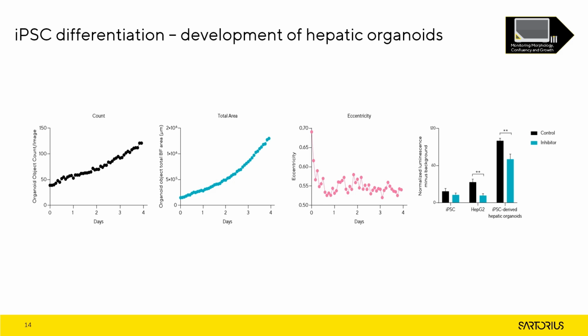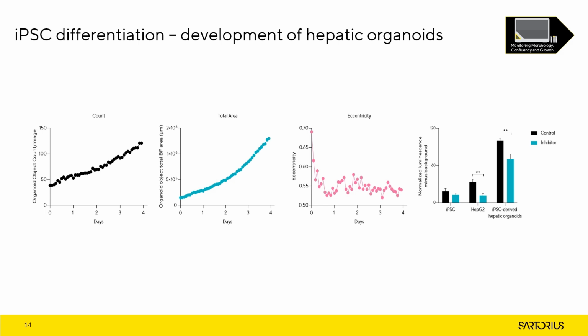The pink plot displays the organoid eccentricity over the time course, and as it is clear from the data, the organoids become less eccentric over time and become more uniform as they mature, and this indicates a healthy growth and development. And finally, to further characterize these organoids, an endpoint cytochrome P450 enzyme assay was performed to analyze their functional activity, as was done with the mature hepatic cells earlier.